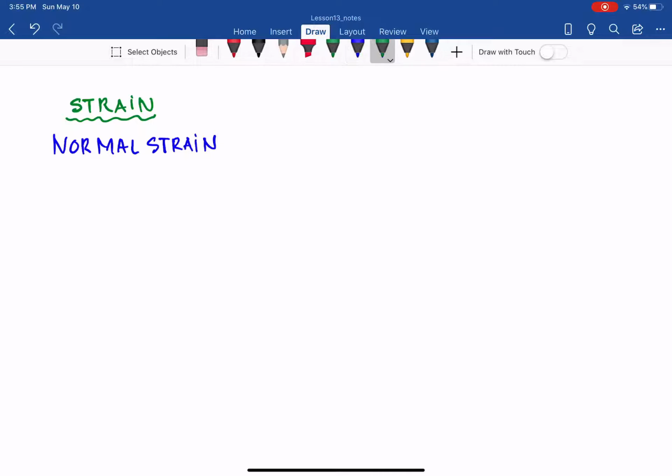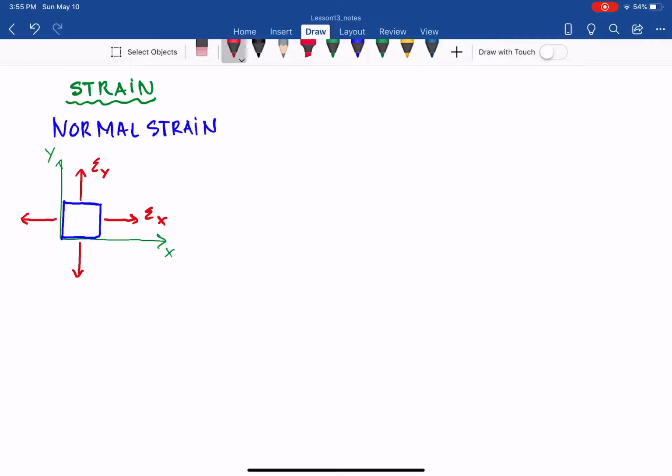If we have 2D, X and Y, if we have a block, then the normal strain in 2D in the X direction, we have epsilon X, and of course there is epsilon X on the other side. In the Y direction, we have epsilon Y, and the same on the other side. So that is normal strain, similar to the normal stress that we have.